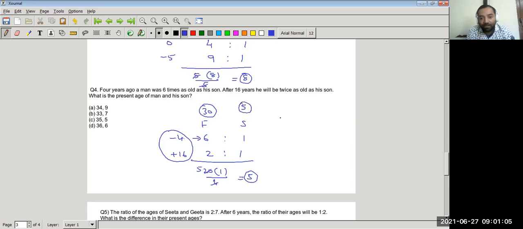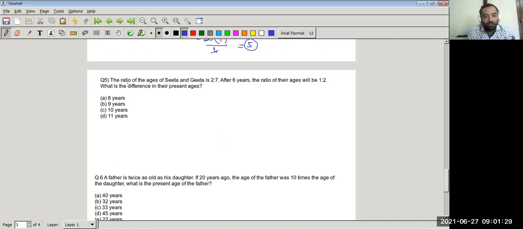Now we have to find present age. Present age of father. That is 30 minus 4. 30 plus 4, sorry. Because it is 4 years ago. So present age is 30 plus 4 is 34. Son's present age is 5 plus 4. This is 9. So 34 and 9. This is the right answer.